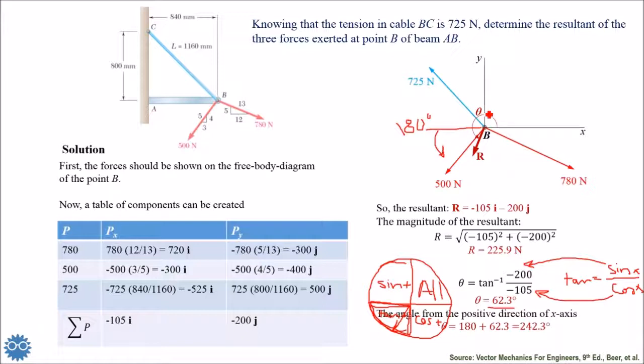So here theta is 242 degrees from the x-axis if we measure it from the x-axis. This is the point we should always take care about, because trigonometry really is very, very important in solving the problems of mechanics. So this is the solution of this problem.